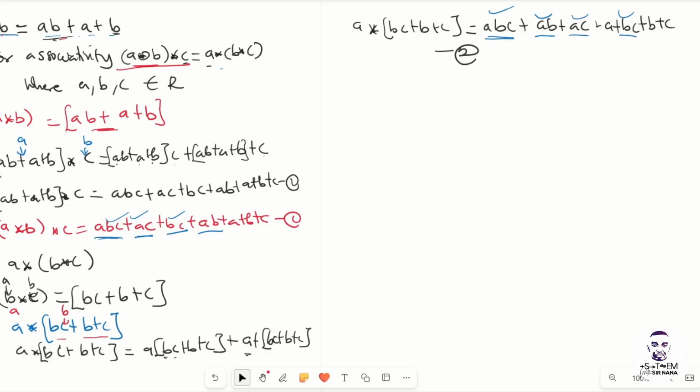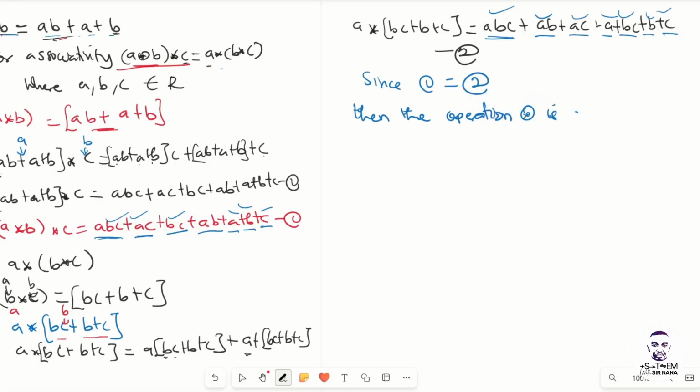And then we also have our A. So we have our A here. We have our B. We have our B here. And then we have our C. And then we have our C here. So we've exhausted all of them. And we've realized that they all belong here, and then they all belong in equation 1 as well. So we can say that since equation 1 is equal to equation 2, then the operation is associative. So we can conclude that the operation is indeed associative.